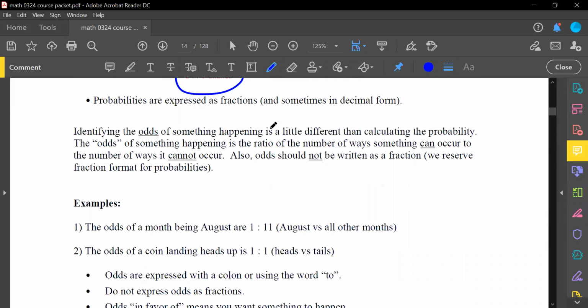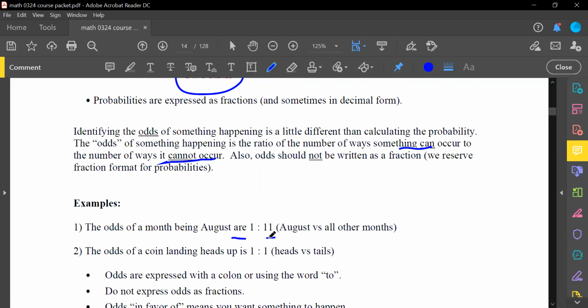Odds is a little different. The odds of something happening is the number of ways it can occur to the number of ways it cannot occur. In other words, the ways I can get what I want over the ways I get what I don't want. Odds are not written as a fraction. We do this with colons. The odds of a month being August are 1 to 11.